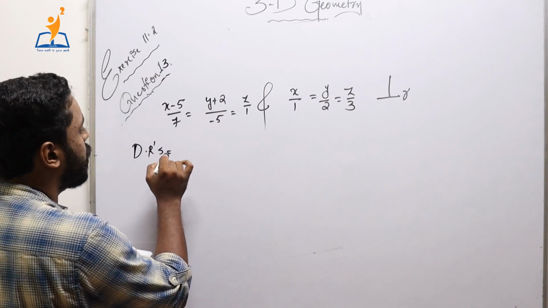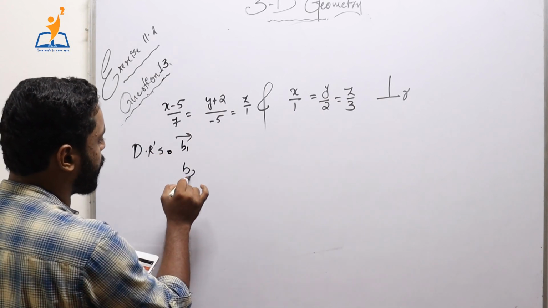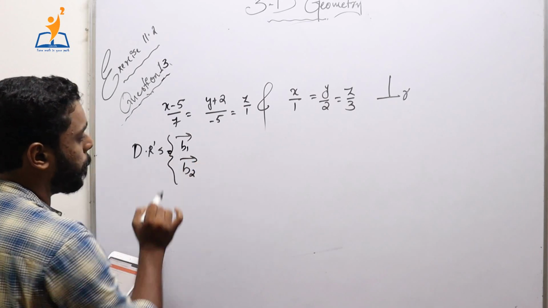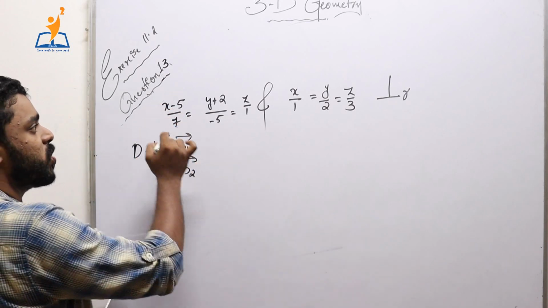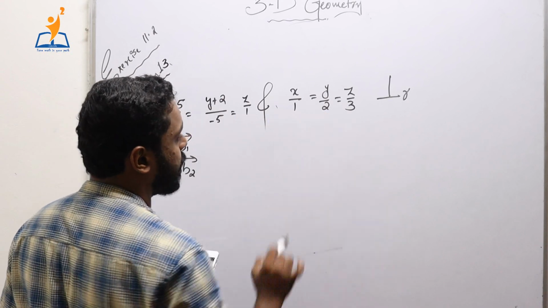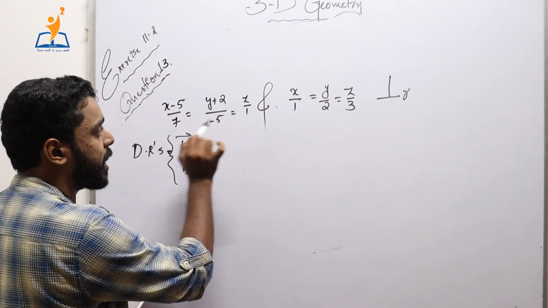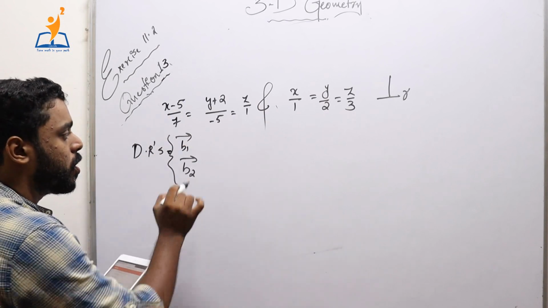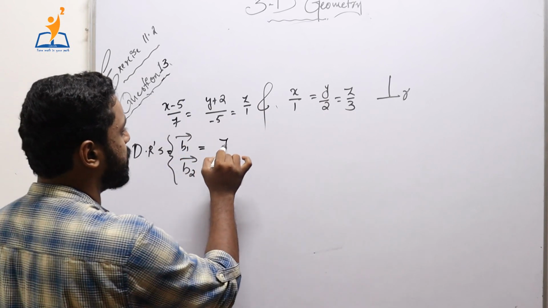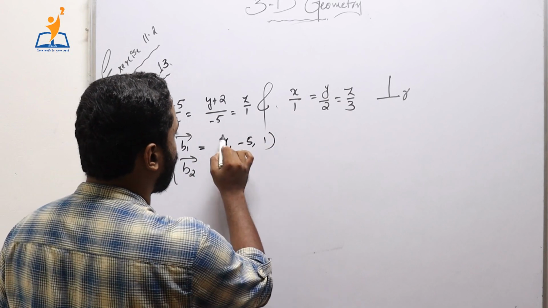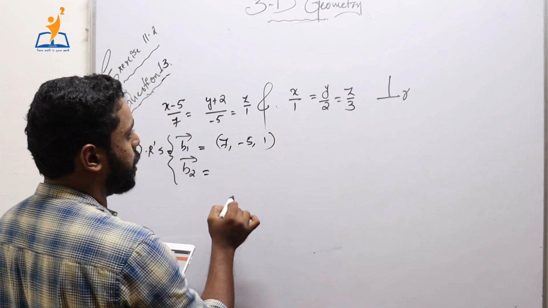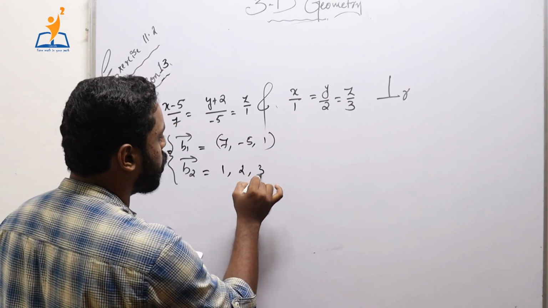Direction ratios of vector b1 and vector b2. Note that here I am denoting b1 and b2 as the vectors which are parallel to this line and this line respectively. Also we note that the denominators are the direction ratios of the parallel vectors. So the direction ratios of b1 are 7, minus 5, 1. The direction ratios of the vector b2 are 1, 2, 3.